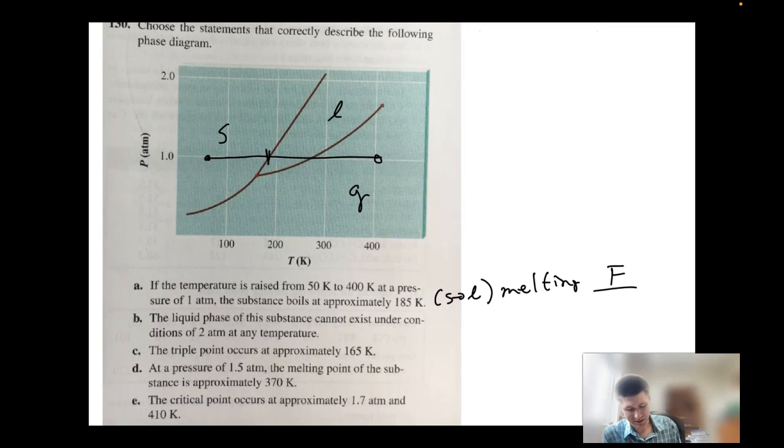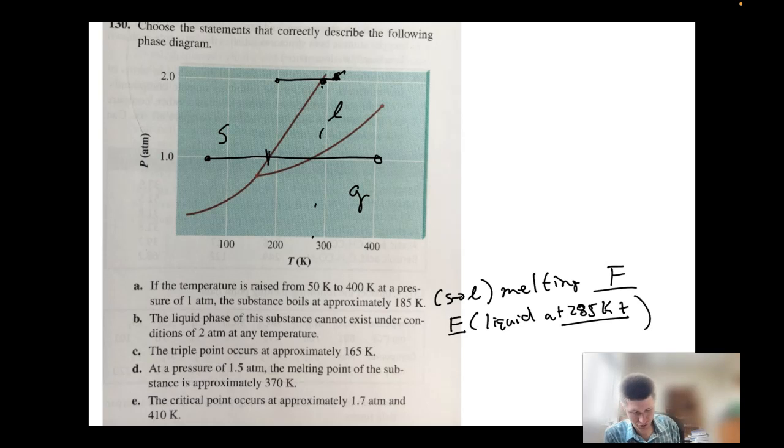The liquid phase of this substance cannot exist under conditions of 2 atmospheres at any temperature. Well, we go to 2 atmospheres up here. We can just sort of go over. I would say right here we do have a liquid state right up here. So again, I would say false. We would have a liquid at about 285. Anywhere at about 285 Kelvin plus, we'll have a liquid state.